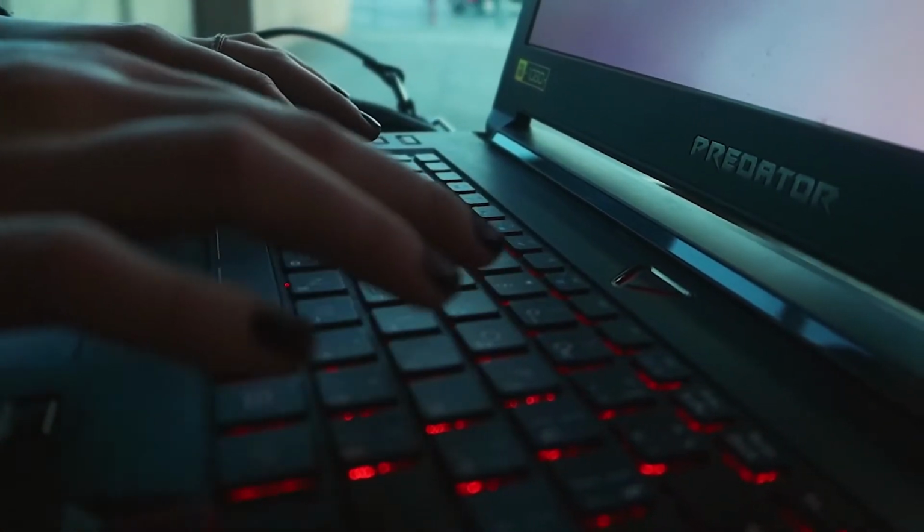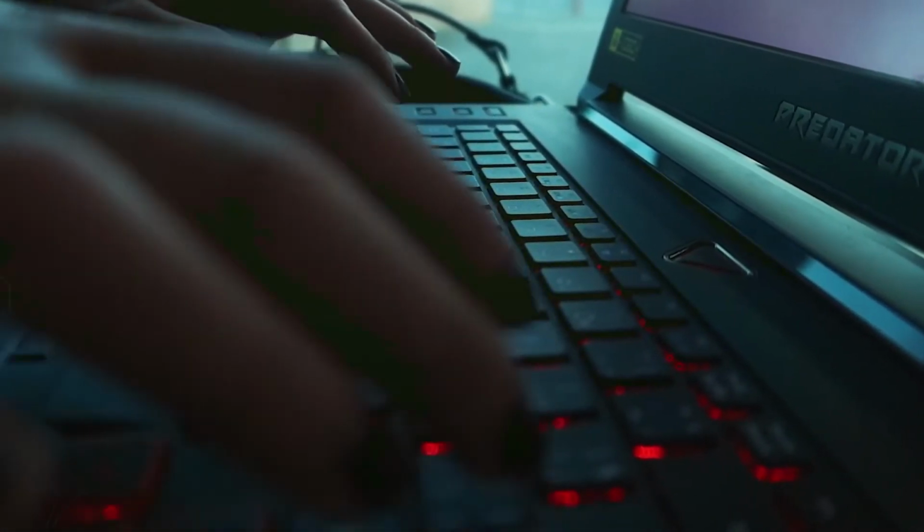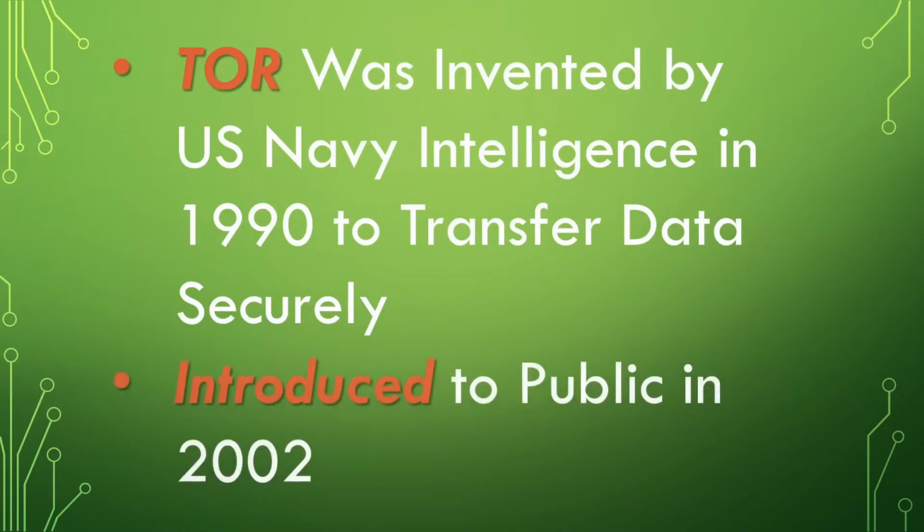Now, I'm not going to say the dark web isn't used for criminal activities, but there's also a genuine side of the dark web where really good things happen. Tor was first invented by US Navy intelligence in the mid-90s to transfer data securely. Then, in 2002, it became accessible to the public.